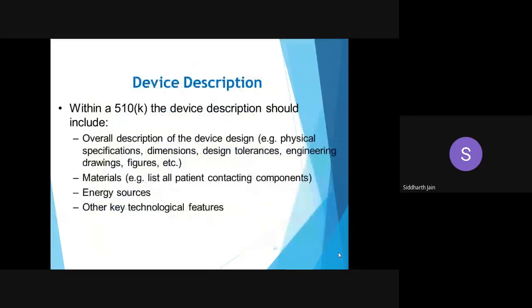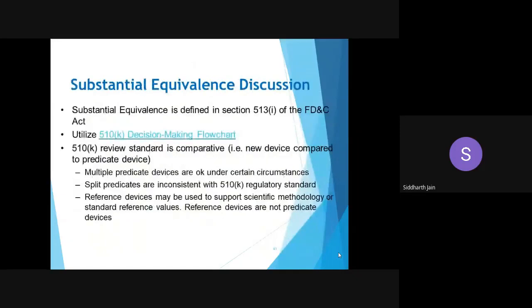I already talked to you about the device description and substantial equivalence decisions, which you have to provide in detail.